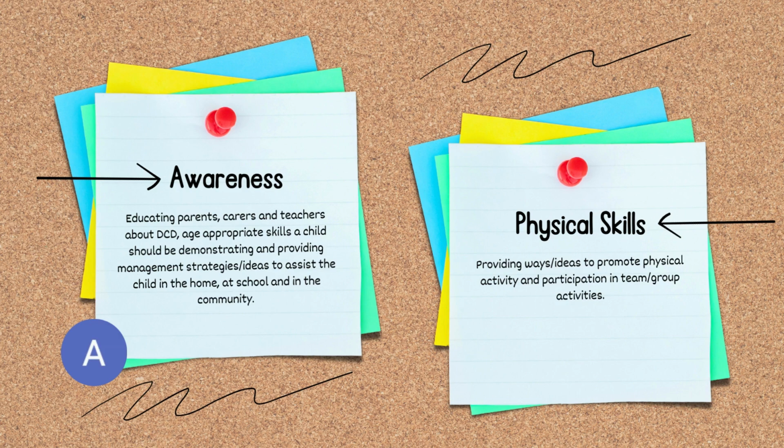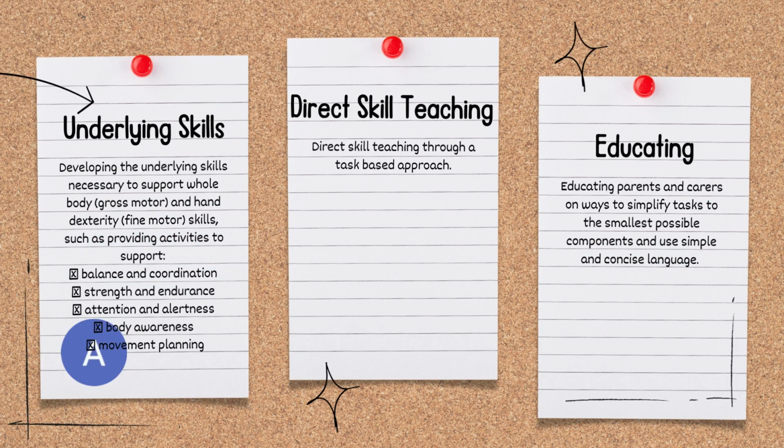So afterwards, we can start with the physical skills. We provide ways to promote physical activity and participation of the child in team or group activities. Of course, you can start off with an individualized activity first, and then slowly integrate them into team group play.